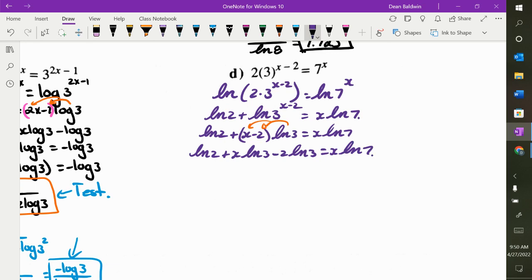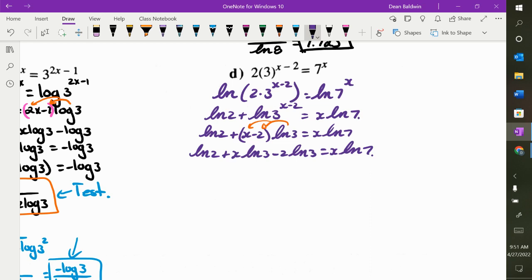Okay. Now everything's expanded. There's nothing with brackets or arguments stuck together or anything like that. What do we do? What are we trying to solve for? X. So you have to get all your x's to one side. Now, it doesn't matter which side you move them to.